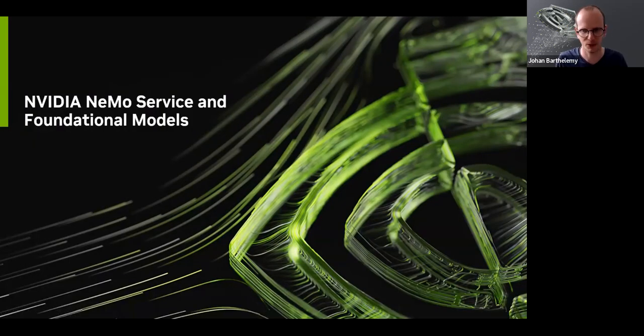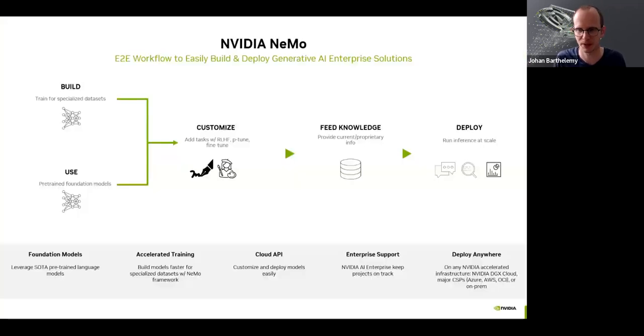So that was for the NeMo framework, which is a framework that you have to deploy on premises or on the cloud. And it's an SDK, right? So it's something you need to code. Now, if you prefer a low-code solution using APIs, a bit like OpenAI, we've got the NeMo services. So NeMo services is an end-to-end workflow to easily build and deploy generative AI enterprise solutions.